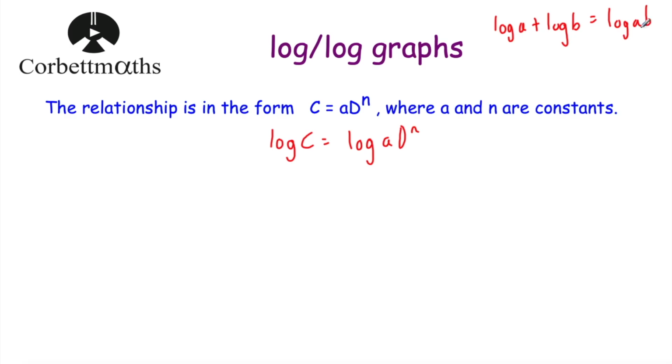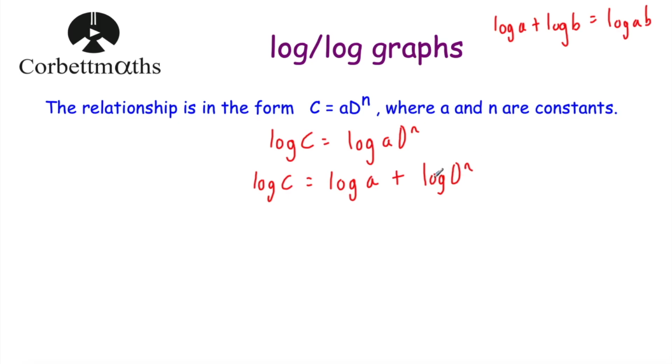So here what we can actually do is split it up. If we have log AB, we could split it up into log A plus log B. So if we have a look at this right hand side, we've got log of A times D to the power of n. So let's split this up. So we'd have log C on the left hand side still, and on the right hand side we've got A times D to the power of n. So if we split that up, we'd have log A plus log D to the power of n, just splitting up that right hand side.